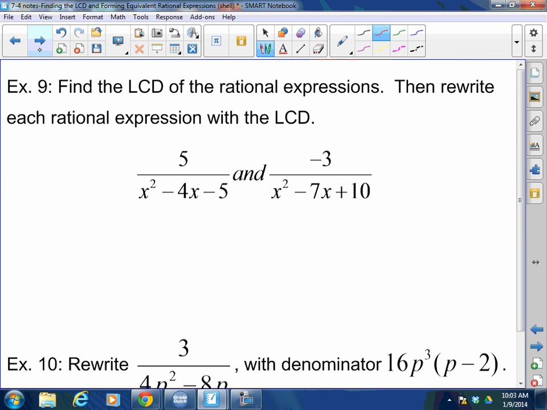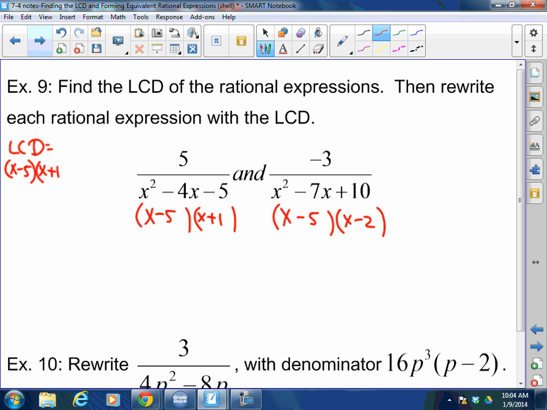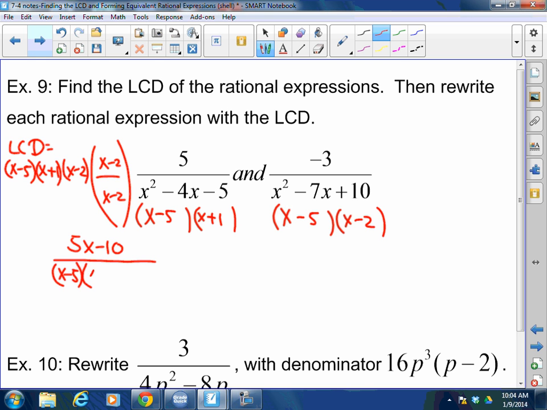All right, last page. Find the LCD of the rational expression, then rewrite the rational expression with the LCD. Okay, so I got an x minus 5 and an x plus 1. And here, I got an x minus 5 and an x minus 2. What's my LCD, y'all? x minus 5, x plus 1, x minus 2. What do I need to multiply to this guy? An x minus 2 to both top and bottom, giving me 5x minus 10 over the LCD of x minus 5 times x plus 1 times x minus 2.